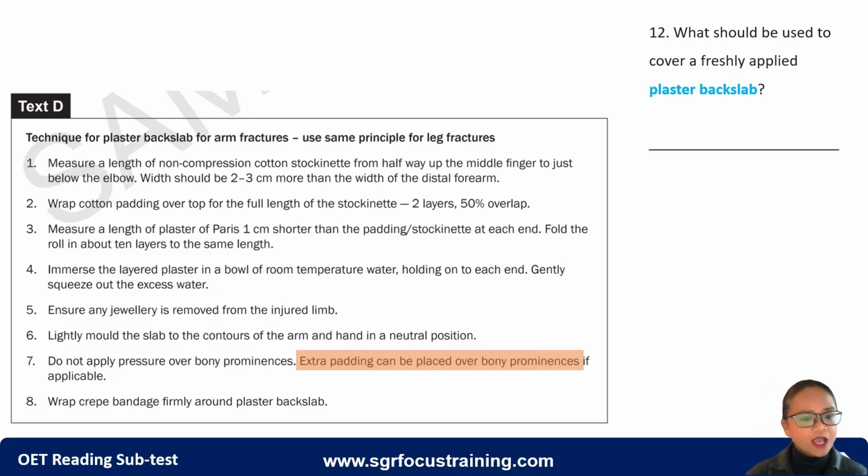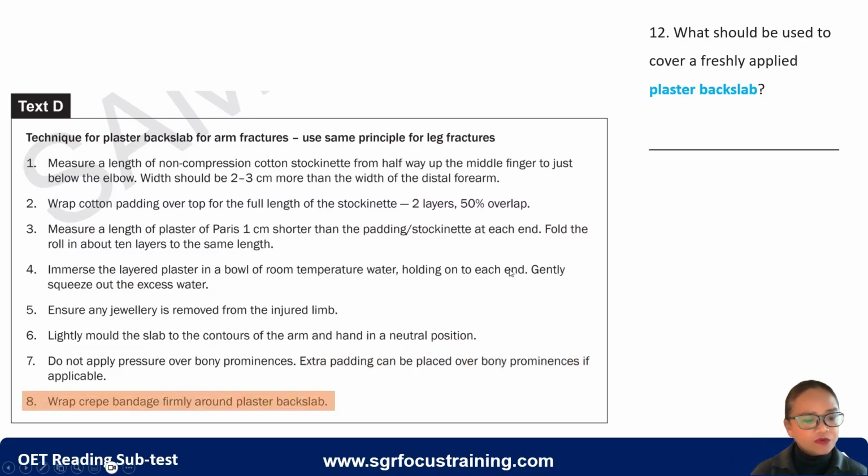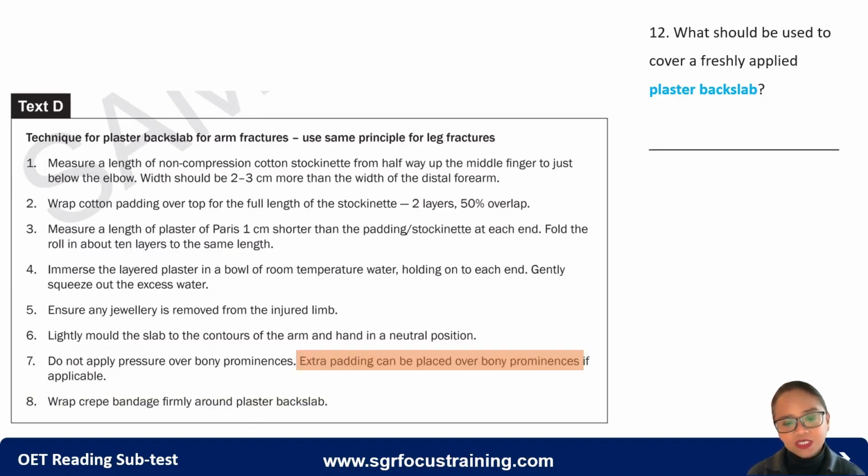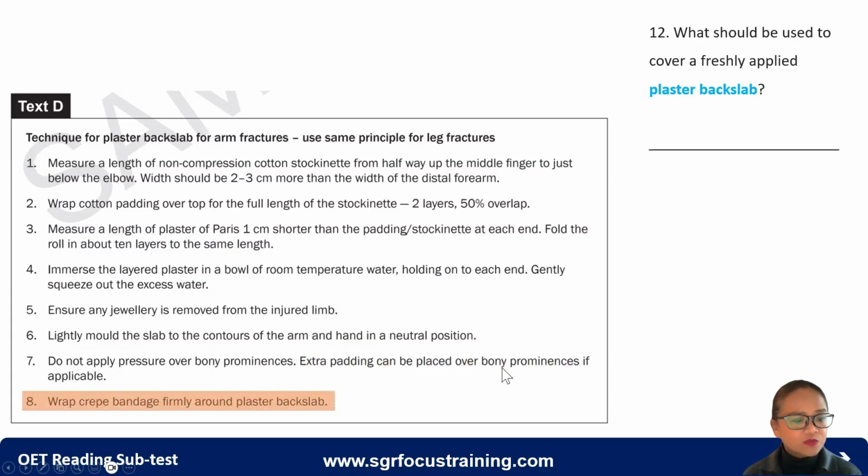So we'll then look at question number 8 and it said wrap crepe bandage firmly around the plaster backslab. There you are. Because the question said covering a freshly applied plaster backslab. So the covering here is the crepe bandage, because it says wrap and then you've got the plaster backslab here. And that's precisely why we cannot choose number 7, because we're not really covering the plaster backslab. We're covering the bony prominences in here, okay? So the answer will be crepe bandage for that one.